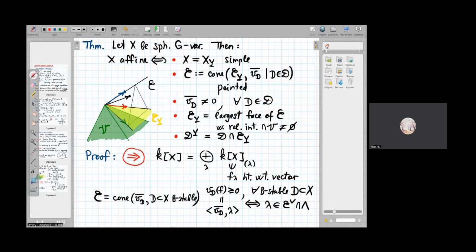Is this C the same as the C in the theorem? It will be the same as the C in the theorem, but so far we don't know it. We will check it. So far it is just a notation for this cone. Maybe I shall put the equality by definition sign here. So C is defined as the cone spanned by all these vectors, okay?